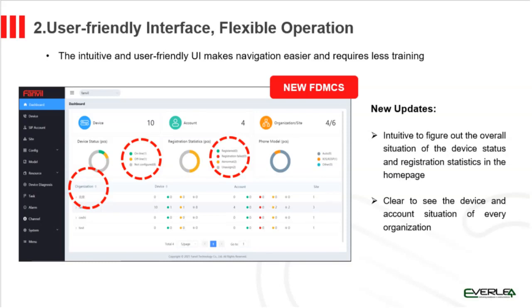On the top of the screen, you have the main graphics with a summary and status of devices on the FDMCS. This includes number of devices your FDMCS is managing, number of accounts, number of individual organization sites, overall device status, overall registration statistics, and it will give details of model types.